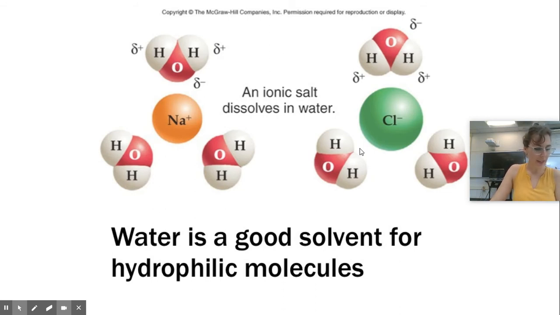Okay, so in this case, when salt is dissolved in water, the chloride has this negative charge. So look at the hydrogens that point towards the chlorine. The hydrogens are partially positive, so water is a good solvent for something that has a charge, or if it's a polar molecule where there's a partial charge.